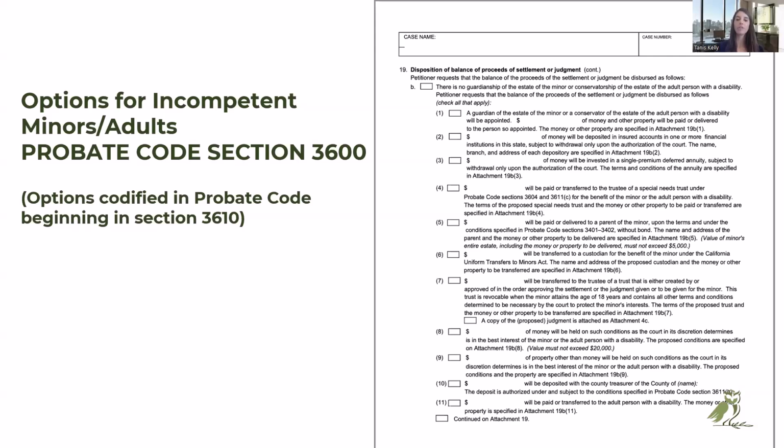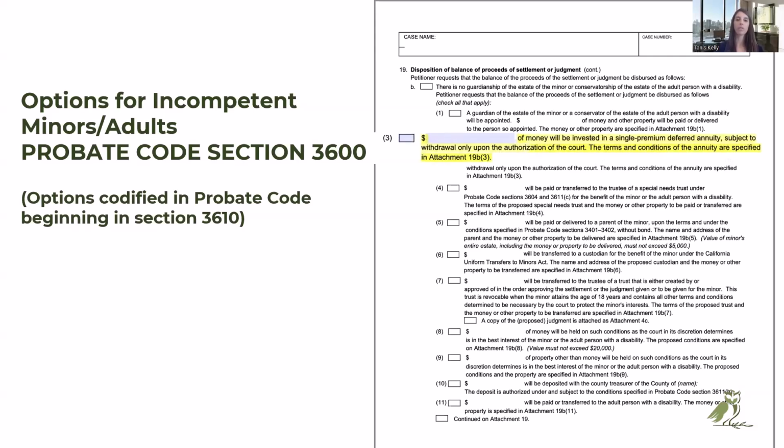They are also in the Minors Compromise and Incompetent Adult Compromise Petition, which is MC 350. It's a form that you would file with the court to get approval if you're in state court. It's also a good template to create your petition to get approval if you're in federal court.